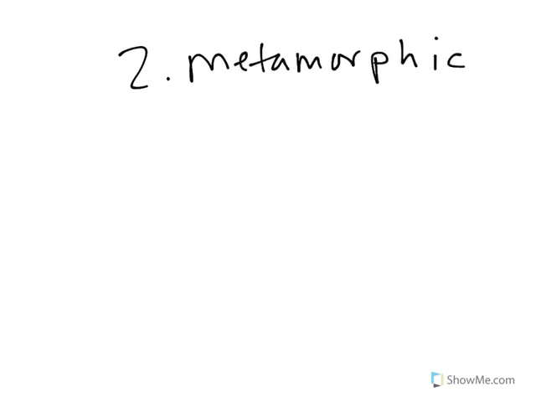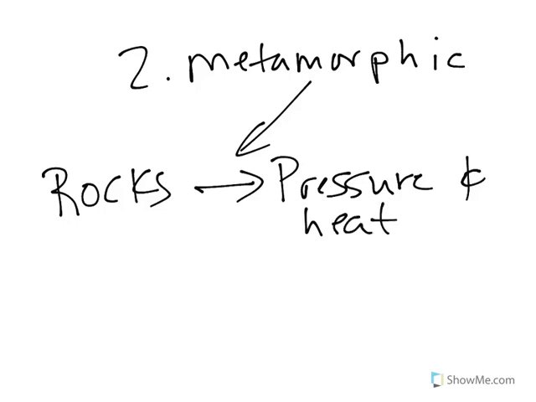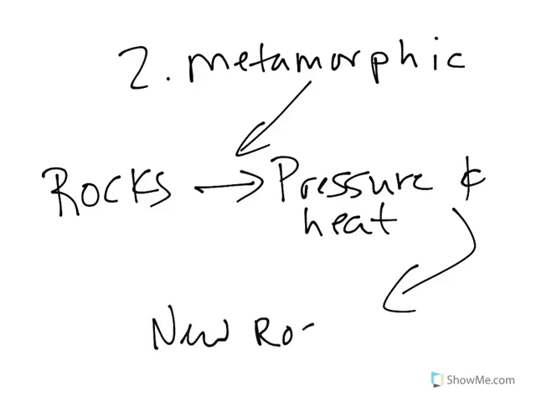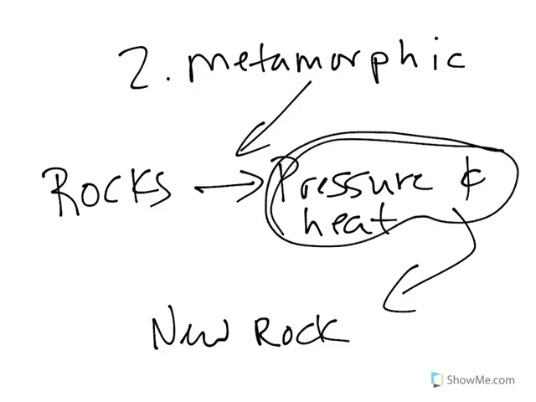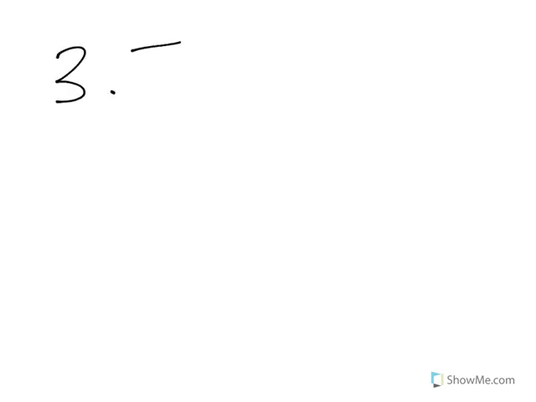Now, metamorphic rocks start out as pre-existing rocks, so they're already there, and then they undergo pressure and heat. So they undergo a metamorphosis, like a caterpillar to a butterfly. So when they do that, they turn into a new rock. Now, the problem with that pressure and heat is that it restarts the geologic time clock. So because of that, we cannot use our metamorphic rocks. So that leaves us with our third type, and that's igneous.